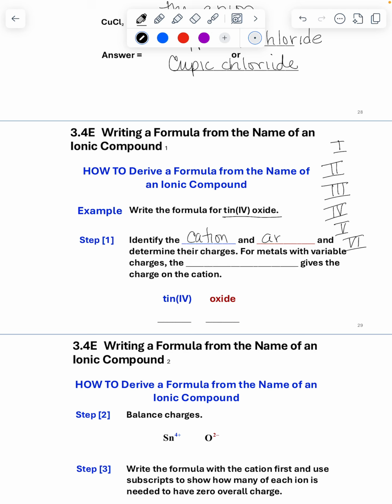Remember, the cation is going to come first. For metals with variable charges, then the Roman numeral is going to help us with the charge of the cation. And so here we have tin, the symbol for tin is Sn, and we see based on the Roman numeral the charge is 4 plus. And then we have oxide, that's a letter O, and its charge is 2 minus.